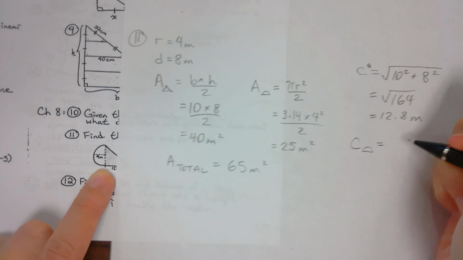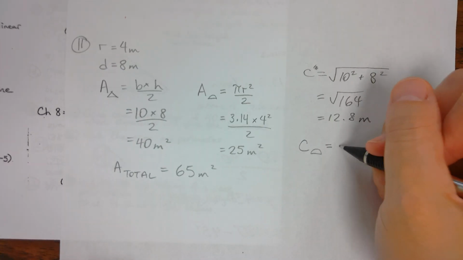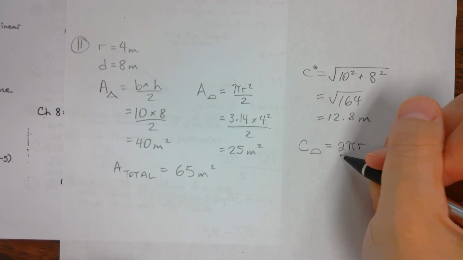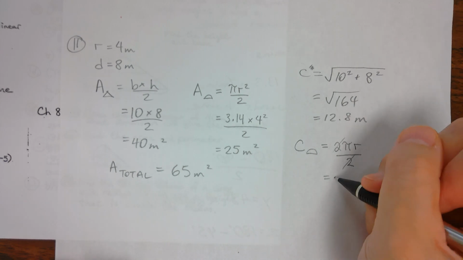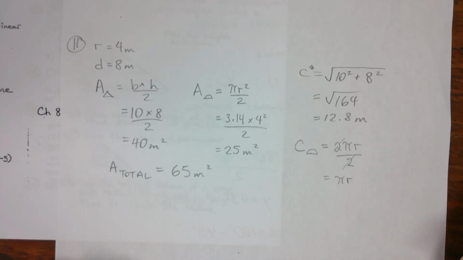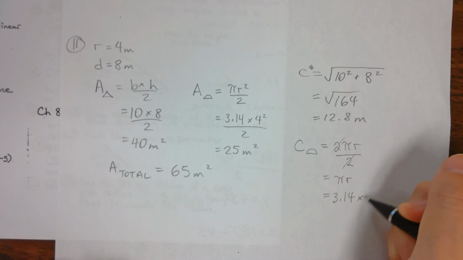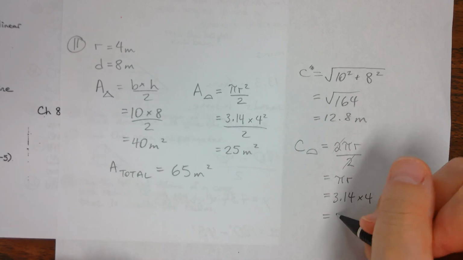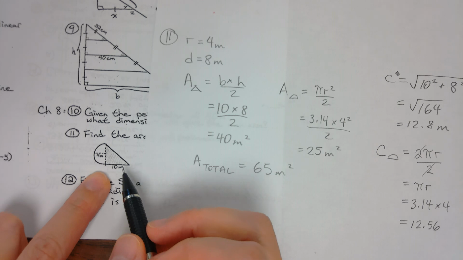Okay, what's the formula for circumference of a circle? Joshua? 2 pi r. But since I only want half a circle, divided by 2. And then what happens to the 2 and the 2? It cancels out. So just pi r. So 3.14 times 4, 12.56.